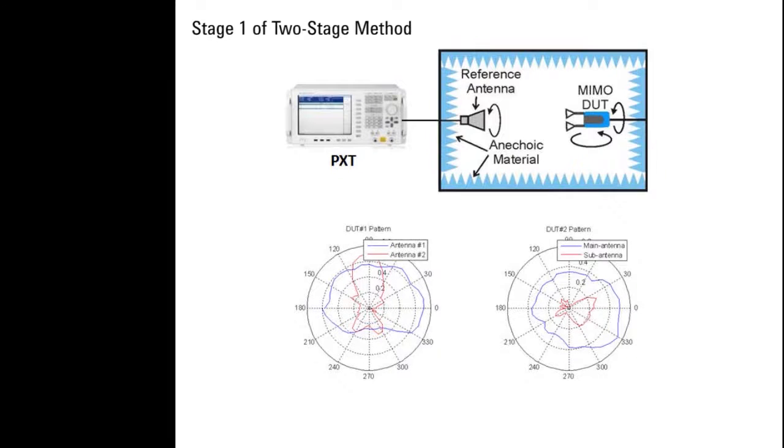In stage 1 of the two-stage method, the device under test is placed in a standard far-field anechoic chamber and is stimulated by a signal from the PXT, Agilent's LTE base station emulator. The antenna gain is measured while the device under test is rotated inside the chamber. This gain information is used to generate a 2 or 3D antenna pattern that will be used in stage 2. A graphical representation of this antenna pattern can be seen here and here.